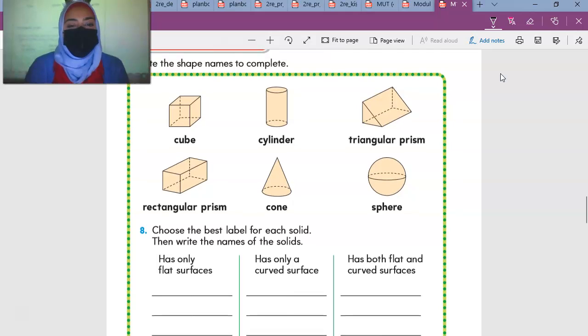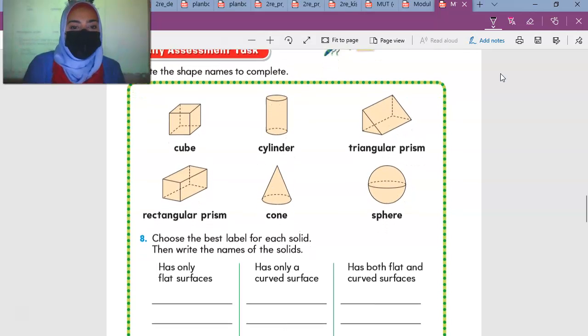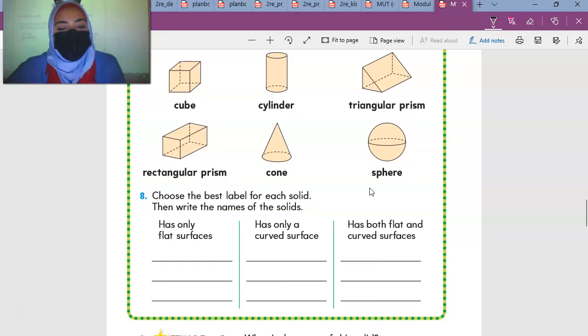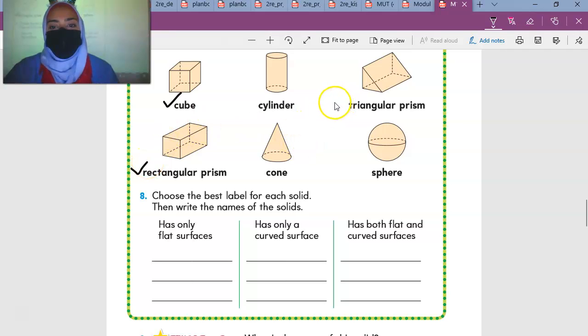It says, write the shape names to complete. So we have a cube, a rectangular prism, cylinder, cone, triangular prism, and a sphere. Choose the best label for each solid, then write the names of the solids. Has only flat surfaces. So which ones have only flat surfaces? Okay, hold on. Raise your hand. Rena. Cube. What else has only flat surfaces? Renaya. Rectangular prism. What else only has flat surfaces? Dominic. Triangular prism. So you're going to write all 3 of these here.